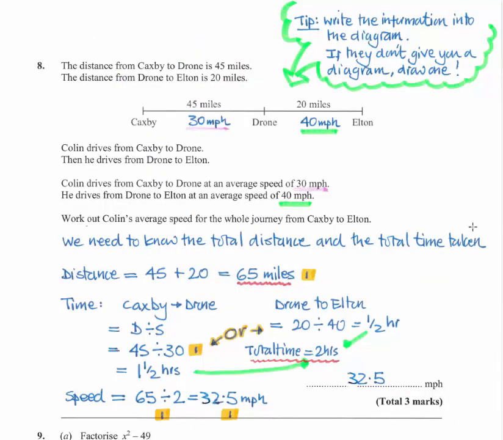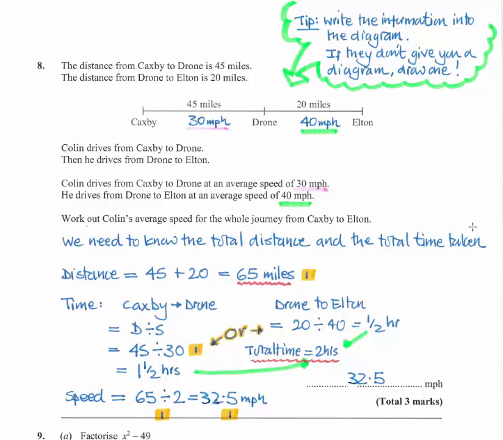Question 8. The distance from Catesby to Drone is 45 miles, and the distance from Drone to Elton is 20 miles. Colin drives from Catesby to Drone, then he drives from Drone to Elton. Colin drives from Catesby to Drone at an average speed of 30 miles an hour. He drives from Drone to Elton at an average speed of 40 miles an hour. Work out Colin's average speed for the whole journey from Catesby to Elton.